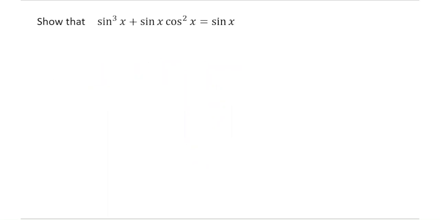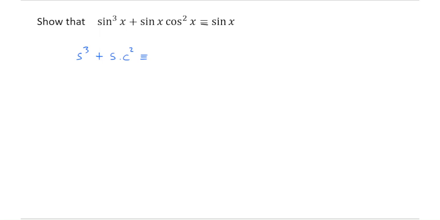Okay, fourth and final one. Again, we want to show that this expression here, sine cubed plus sine times cos squared, is identically equal to sine x. So we want to show that the left-hand side is equal to the right. So let's rewrite this again. I'm going to write this as s cubed plus s times c squared. What can I do with that?